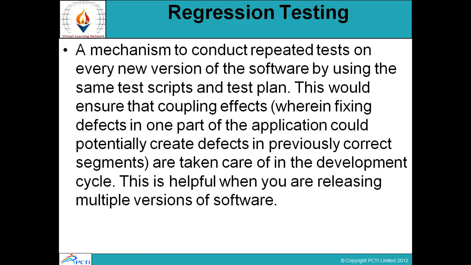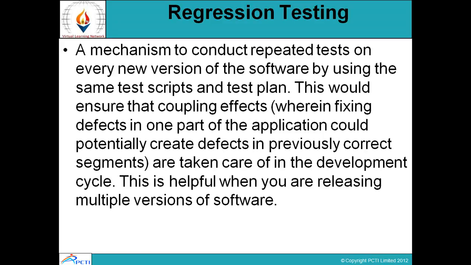Next is regression testing. Regression testing is basically a mechanism to conduct repeated tests on every new version of software by using test scripts and a test plan. This ensures against the ripple effect, wherein fixing a defect in one part of the application could potentially create defects in previously correct segments that were taken care of in the development cycle. So this is helpful when you are releasing multiple versions of software.